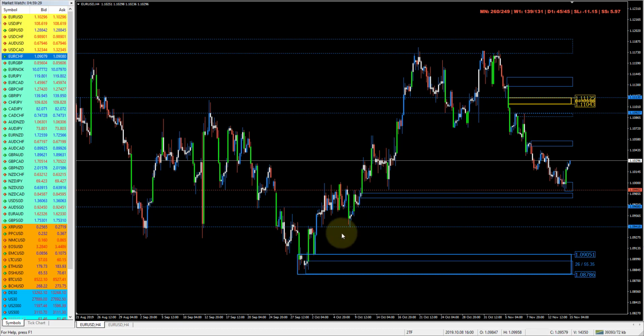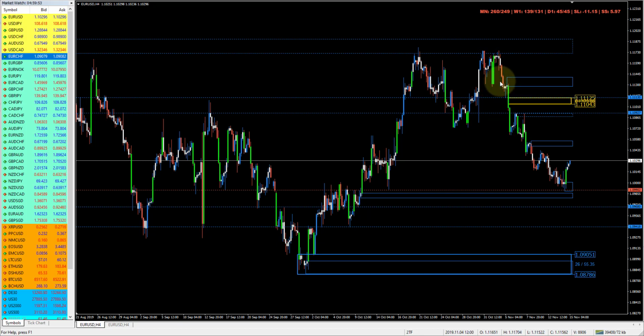So there are all these areas marked off here. And these little wicks that come down and move away, they're simply pointing to the beginning of the buy and the sell zones. Here we have a buy zone. Here we had a buy zone. We had a bounce. Here we had a buy zone. We had a bounce. Here we had a sell zone. Price went through it. We bounced.